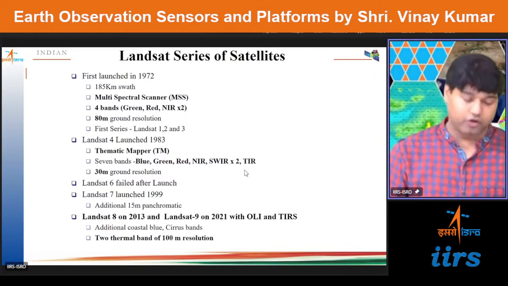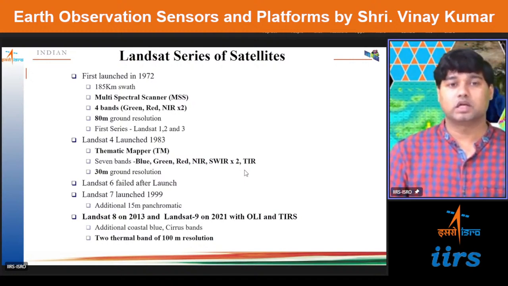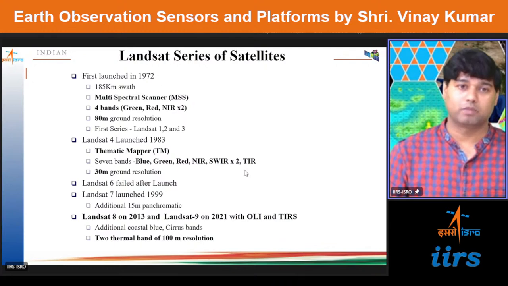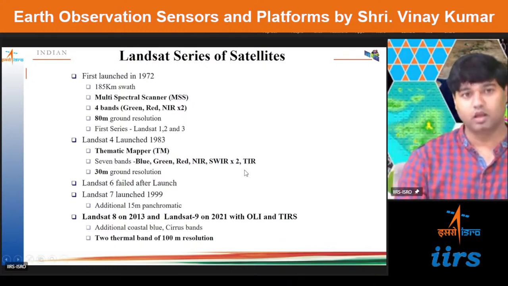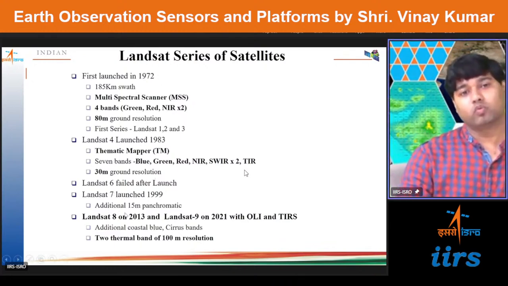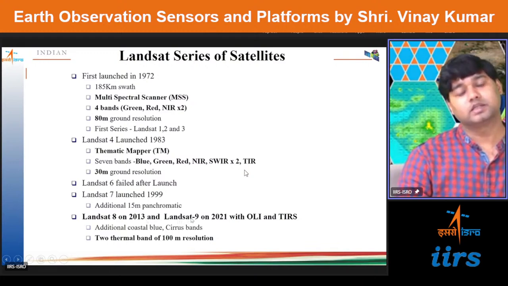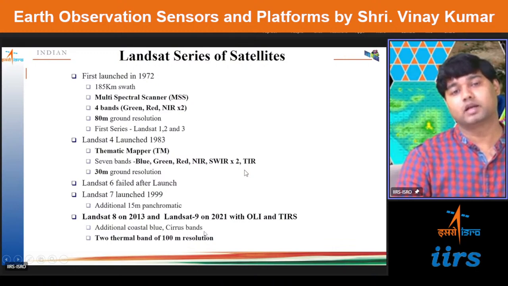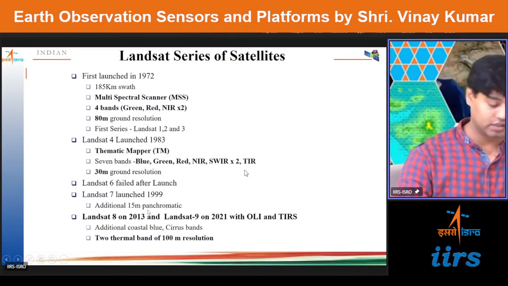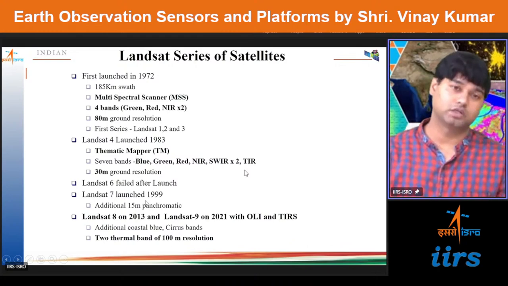Landsat 6 failed just after the launch, and Landsat 7 was launched in 1999 with an additional 15 meter panchromatic mode. Then Landsat 8 was launched in 2013, and Landsat 9 is a continuity mission launched in 2021 with the operational land imager and thermal infrared sensor. The additional bands were the coastal blue band and the cirrus band, and two thermal bands were present in this.